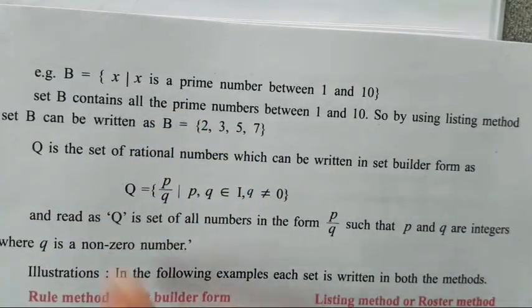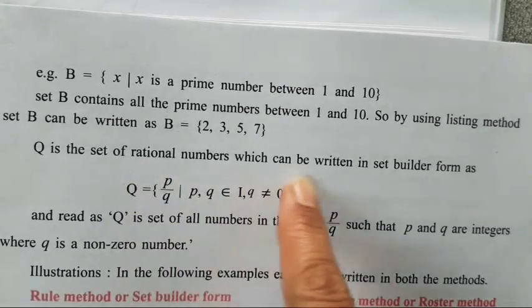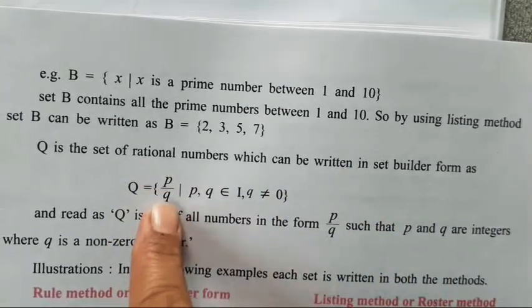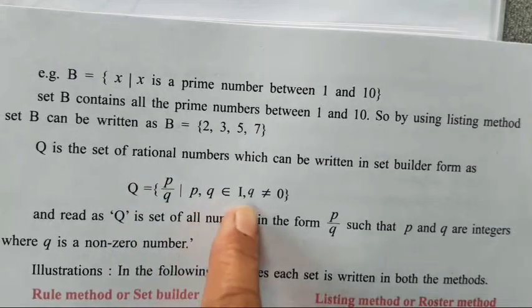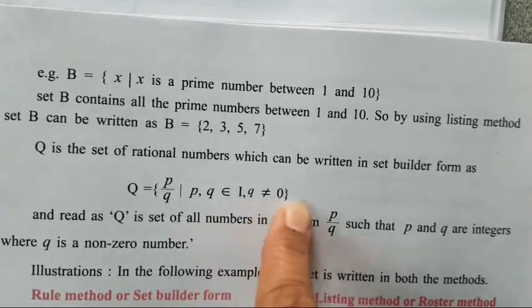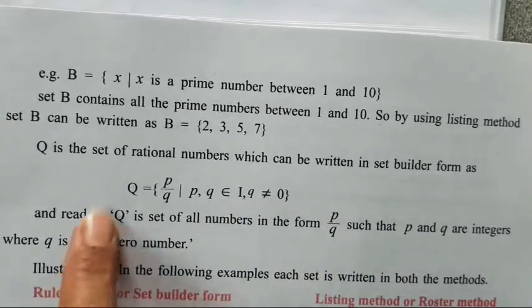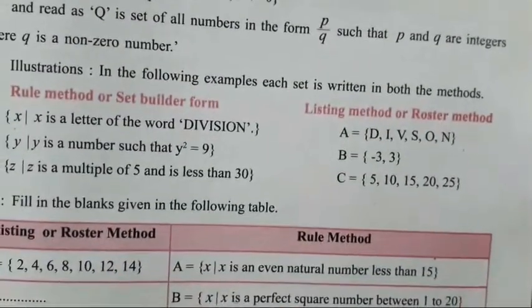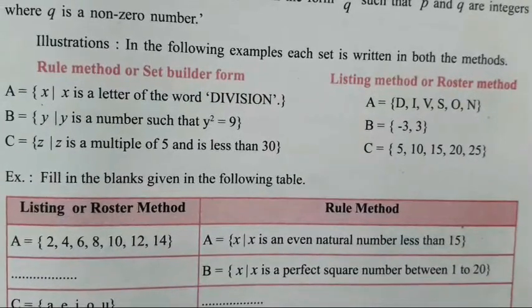Isn't it easy? Q is the set of rational numbers which can be written in the set builder form as p upon q, such that p, q are integers and q is not equal to 0. This is what they have explained over here. So let's solve few examples orally, then it will be more clear.